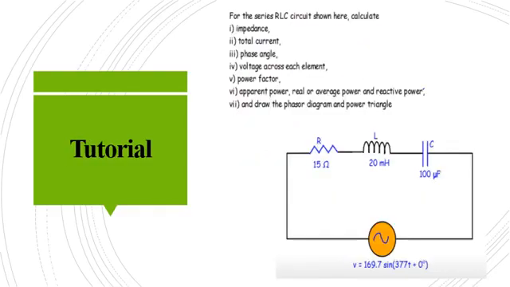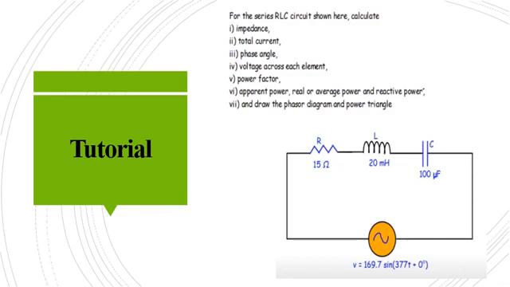Now try to do this problem. In this, the circuit is given. It is a series RLC circuit. We need to find the impedance Z. Z is equal to root of R square plus XL minus XC the whole square. L and C are given, so first we need to find XL and XC. Then next, the total current we need to find out.